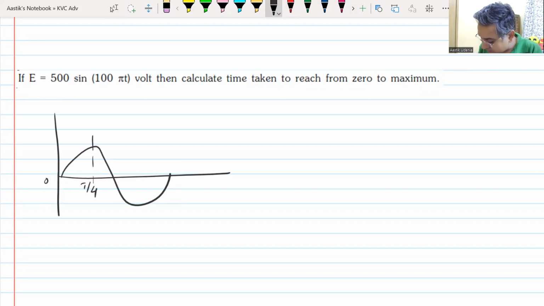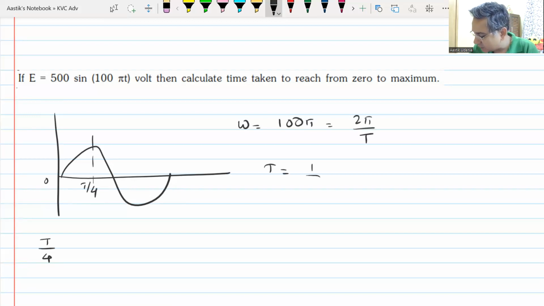It takes T by 4 time to go from 0 to maximum. You must remember this. Omega is given as 100 pi, which is 2 pi divided by T. So from here I can get T as 1 by 50 seconds. The time it will take is 1 by 4th of this. So the time it takes will be 1 by 200 seconds.